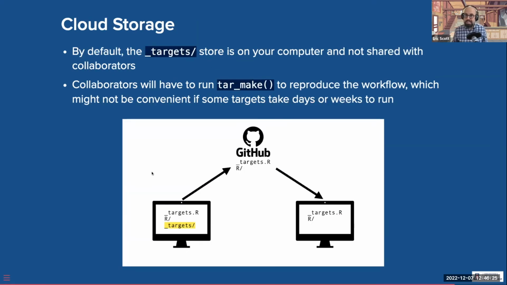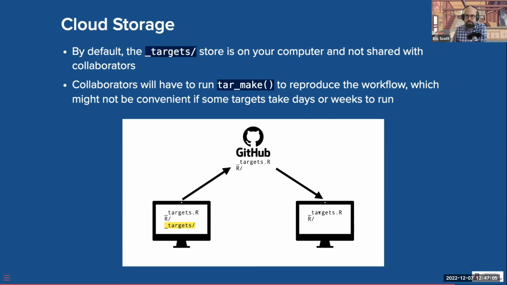I also want to point out the possibility for cloud storage. So by default, that _targets folder is on your computer. It's not something that's going to be shared with collaborators. It's not something you should sync to GitHub because it's got large non-diffable files that don't work well with GitHub. So this is kind of like what is going to happen with your workflow. This is your computer. You've got this _targets, your targets.r, your R folder. But all that goes to GitHub is the targets.r and the R folder, the functions and the script defining the pipeline. So your collaborator is not going to get your _targets.